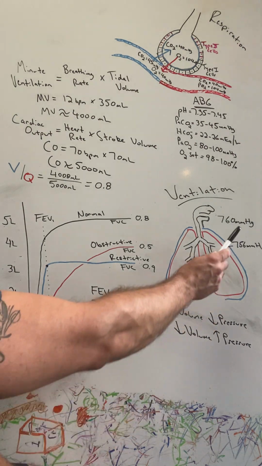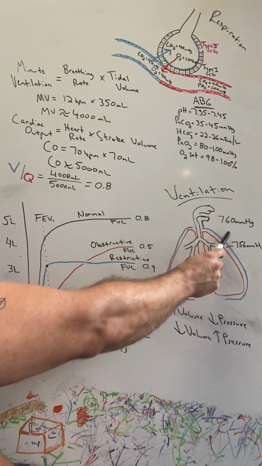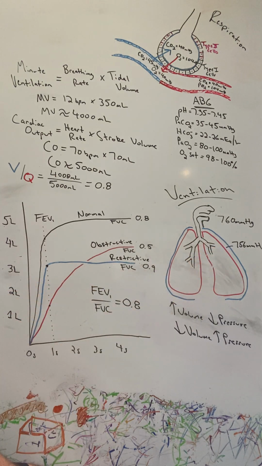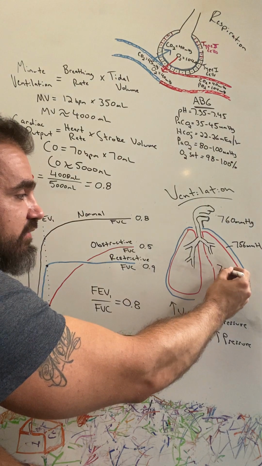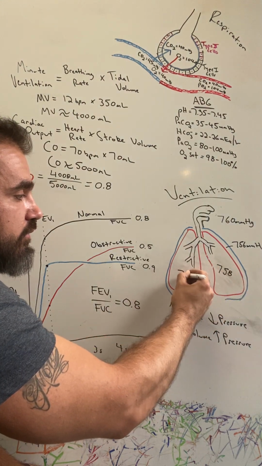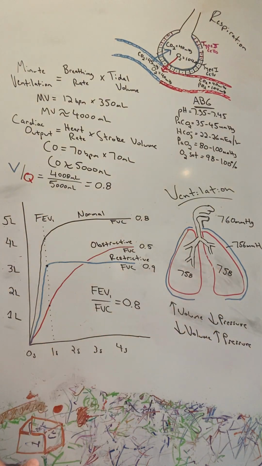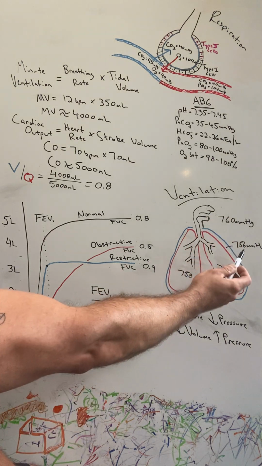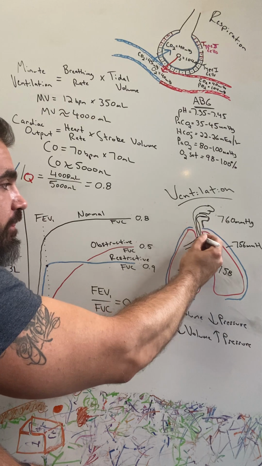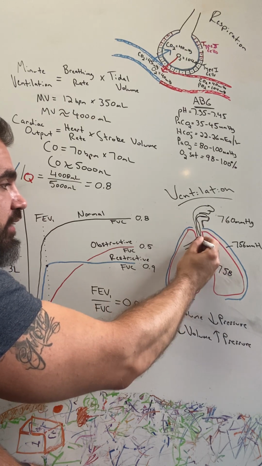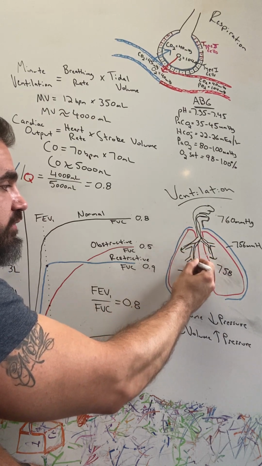So atmospheric pressure is about 760 millimeters of mercury. So if we suddenly increase the volume of the thoracic cavity, this might drop to something like 758. And if that happens, well, gas is going to move from a high pressure to a low pressure, and gas is going to move into our lungs.